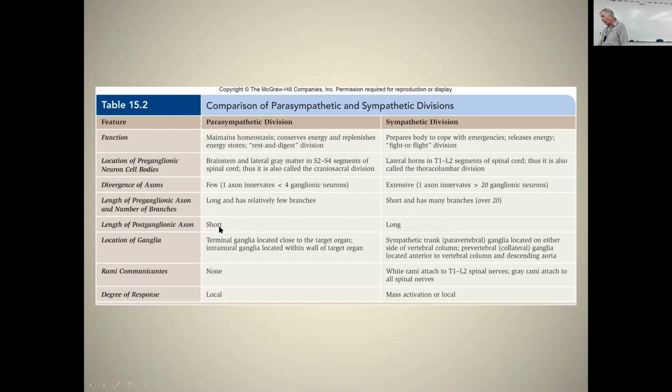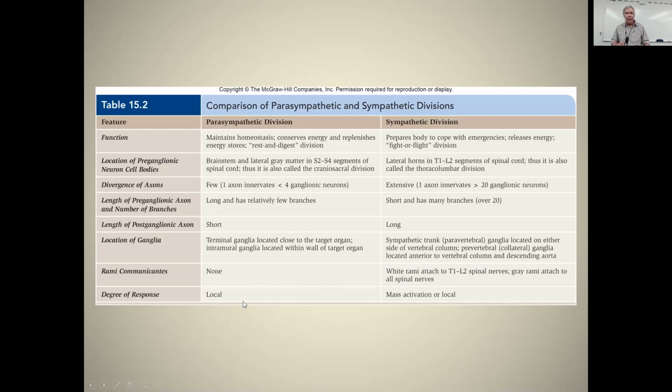Length of postganglionic axon: short for parasympathetic, long for sympathetic. Location of ganglia: terminal ganglia close to the target organ for parasympathetic; sympathetic trunk ganglia, or paravertebral ganglia, which are much closer to the CNS. Rami communicantes: the parasympathetic nervous system doesn't use the rami communicantes, but the sympathetic does, with the white rami and the gray rami.